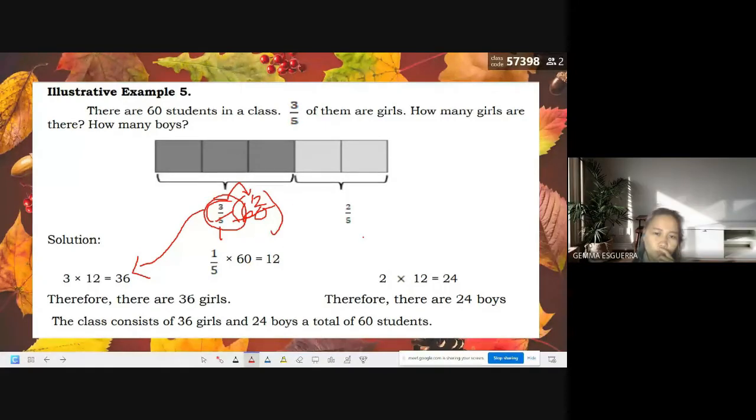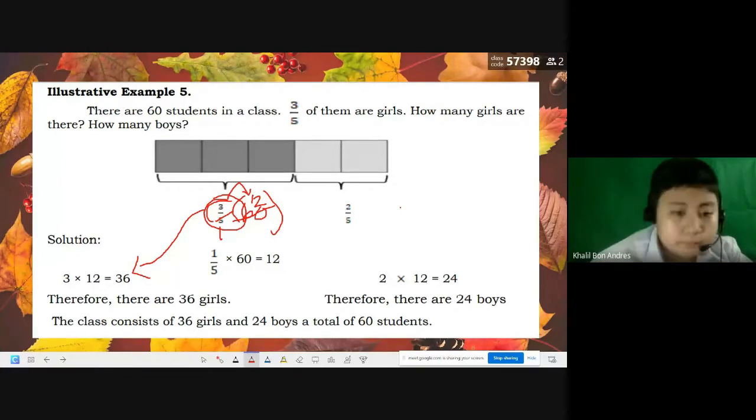And then 2/5 for the boys, by 12. So 2 times 12 is 24. Therefore, there are 36 girls and 24 boys. The class consists of 36 girls and 24 boys, a total of 60 students. Okay, is that clear?